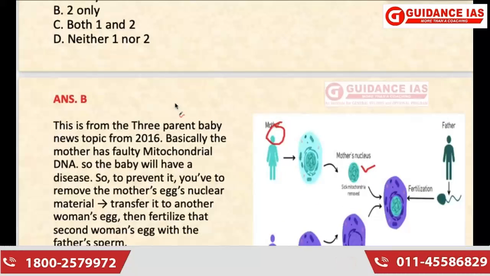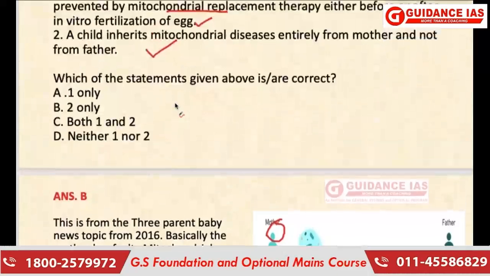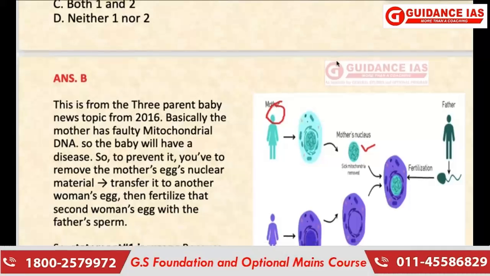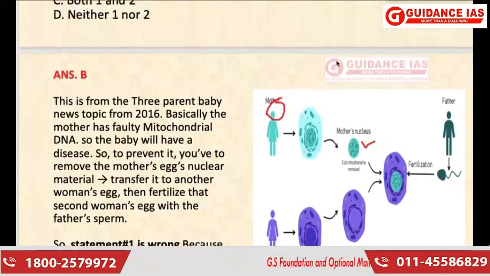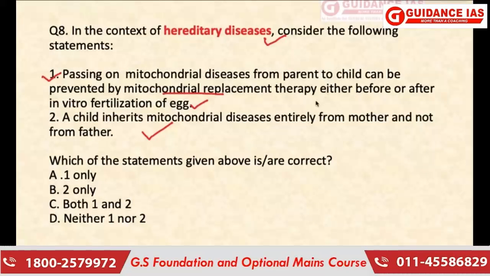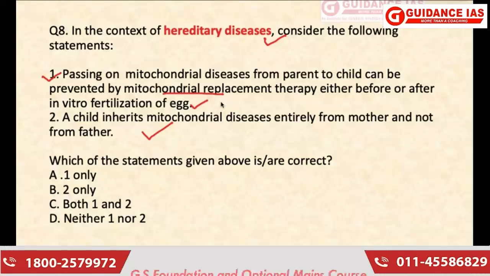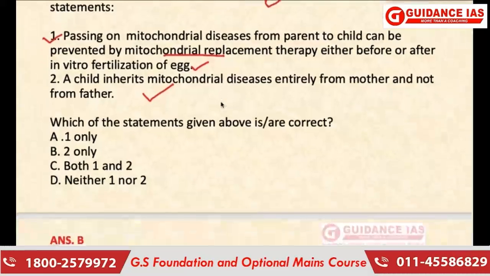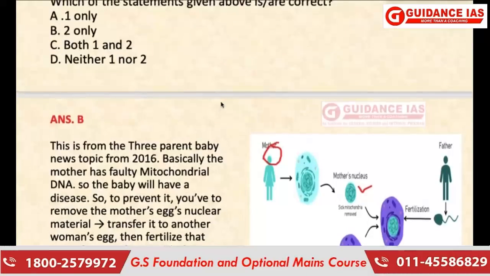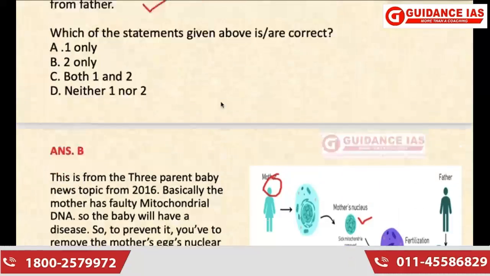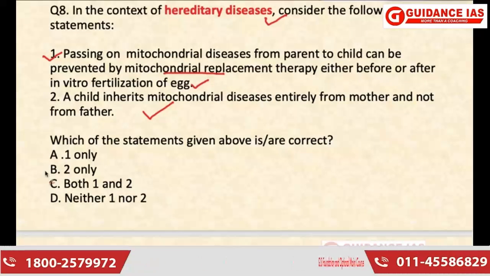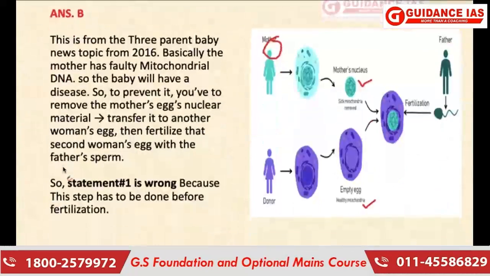Why? Because what happens here is that this entire procedure has to be done before the fertilization. The question is asking it can be done either before or after the in vitro fertilization of the egg. नहीं, in vitro fertilization से पहले हमें ये पूरा प्रोसेस करना पड़ेगा, so as to prevent any kind of mitochondrial diseases, hence making the first statement incorrect here. That is why we are left with option number B, which is the correct answer of question number 8.